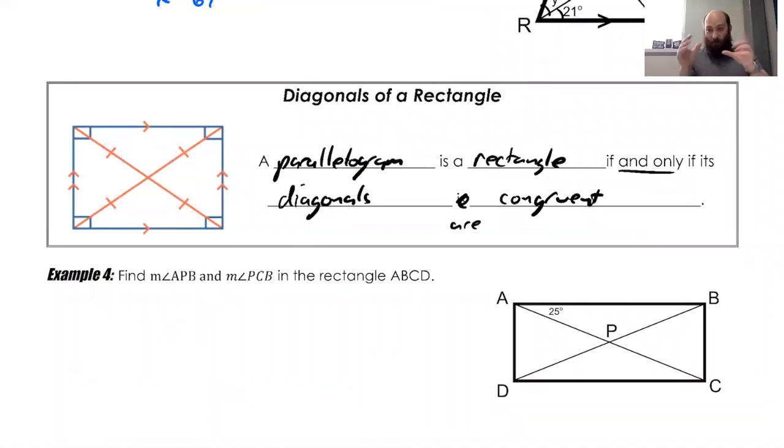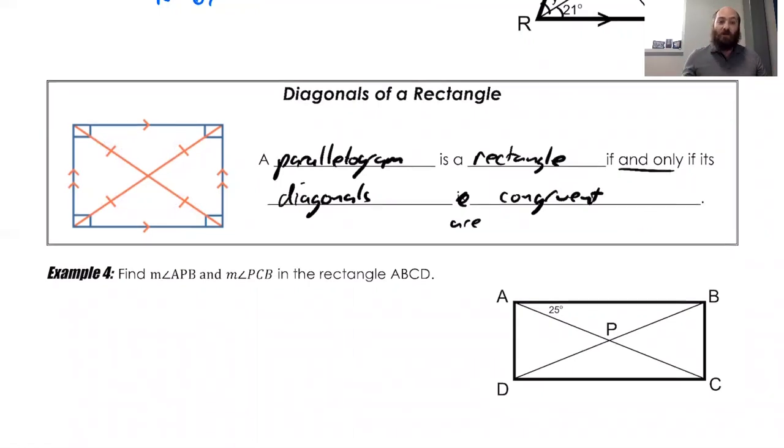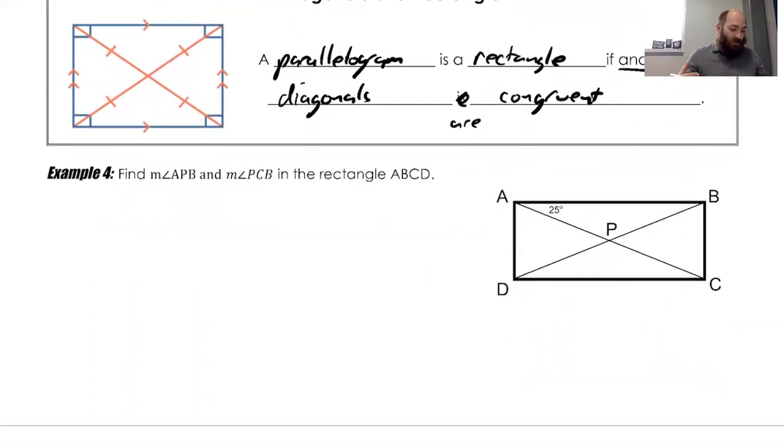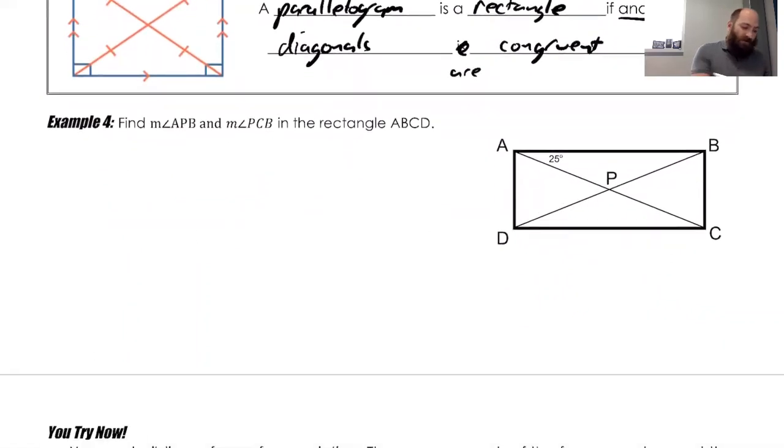So those four congruent segments show that the two diagonals are congruent to each other. That helps us in example 4 here. It says find the measure of angle APB, which is right here, and PCB, which is down here. So for APB, I'm going to go ahead and mark this. It's a rectangle, so all four of these little segments in those diagonals are congruent.